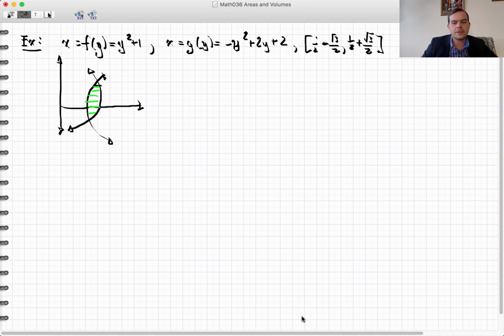Another thing that comes up is sometimes we define things in terms of the y variable instead of the x variable. Ultimately, this is just a trick, but sometimes you'll view the graph of two functions and you'll realize that actually I want to integrate with respect to, say, dy instead. So in this example, we have x is equal to f of y is equal to y squared plus 1. So it's a parabola, but it's a parabola that opens out along the x-axis. And x is equal to g of y equals minus y squared plus 2y plus 2.